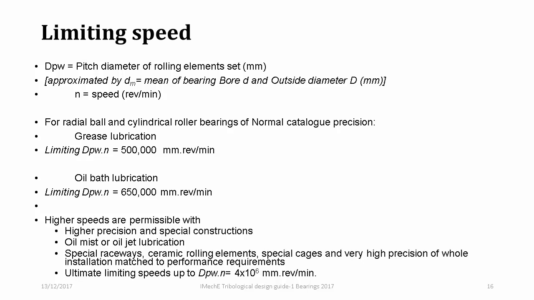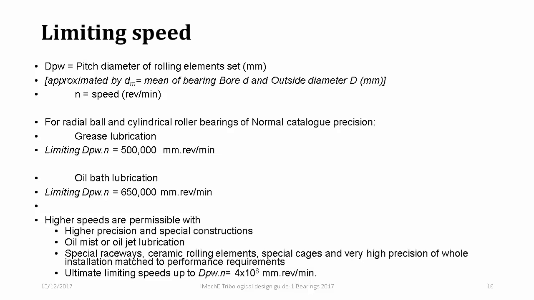It is possible to run much faster than that with higher precision, or if you prefer it the other way round, closer approach to perfection with special constructions, and the shaft and housing have also to be of higher precision if this is to work. Normally oil mist or oil jet lubrication is used, typically in machine tools, because that avoids creating unwanted friction losses. You can go even faster with special raceways, ceramic rolling elements. Silicon nitride is less dense than steel, so the centrifugal force inside the rolling element itself is less than it would be with a steel one.